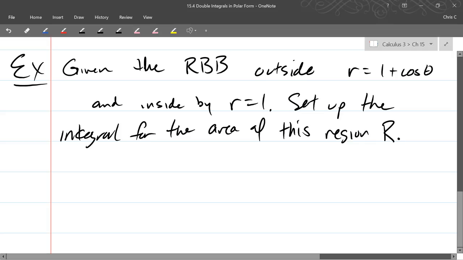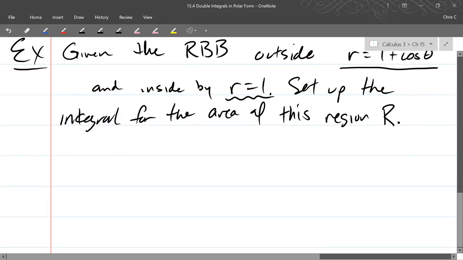So our radius is supposed to be, this, what I just underlined, that curve is outside our region. And the one that I squiggle underlined, that's the inside bound of our region. So we want r to be greater than or equal to 1 and less than or equal to 1 plus cos theta. So r is between these two.